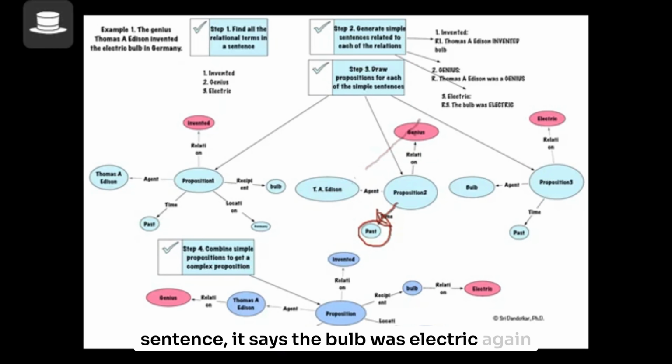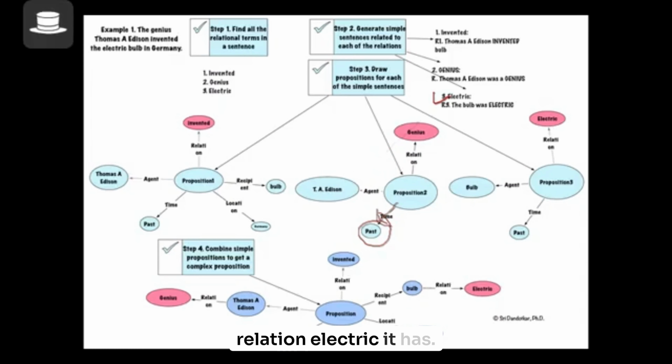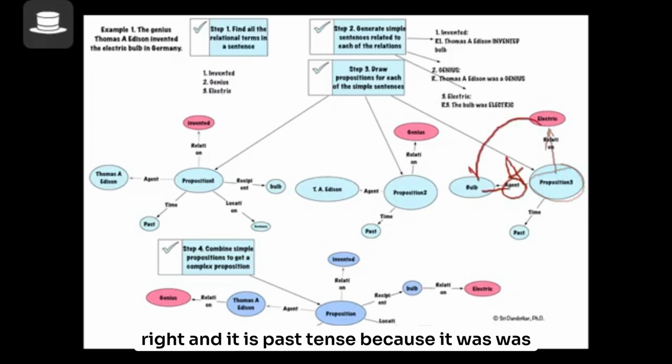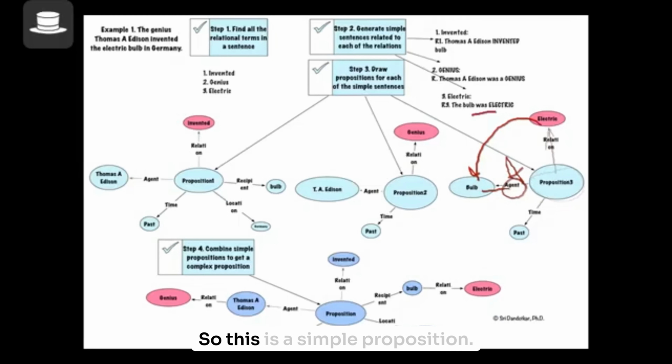Now let's move on to this third sentence. It says the bulb was electric. Again, let's call it proposition three. It has a main relation, electric. The main agent, actually, it should be agent here, I'm sorry about that, is the bulb, because the bulb was electric, right? And it is past tense because the bulb was electric. So this is a simple proposition.